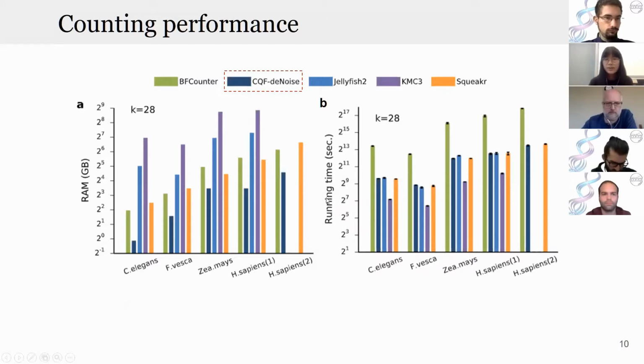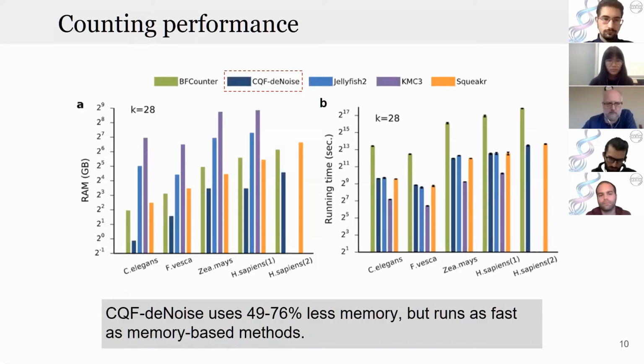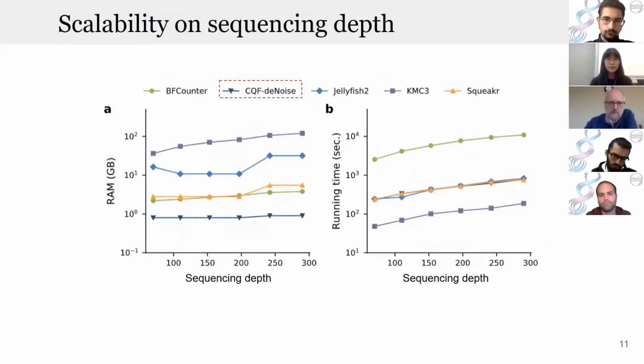And regarding the running time, CQF denoise was similar to Jellyfish 2 and Squeakr, and it was much faster than BFCounter. It was not faster than KMC3, but the short running time of KMC3 came with the cost of a much higher memory consumption than our methods. Together, they show that CQF denoise uses 49 to 76% less memory, but runs as fast as memory-based methods.